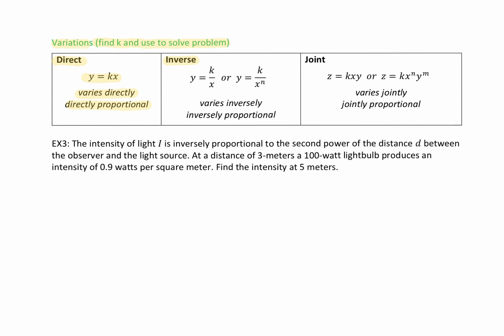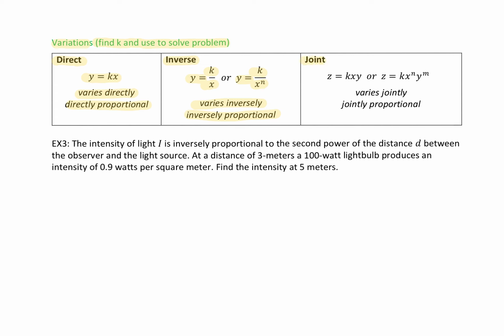Inverse variation is going to be y equal to, and this time we're going to have k over x. So it's inverted. In your book, they will write y equal to k over x to some power, but that's not necessary. K over x is fine. Varies inversely or inversely proportional is some language that you may read, and that will tell you it's an inverse variation.